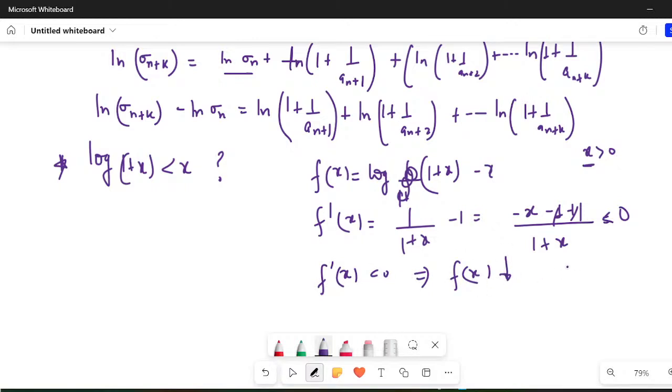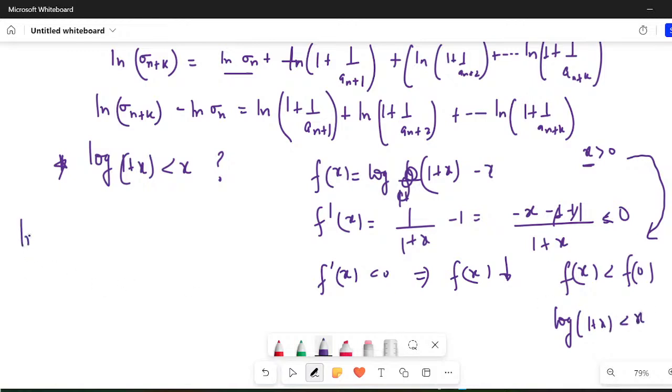And if f(x) is a decreasing function, for all x greater than 0, I can write that f(x) would be less than f(0), because f(x) is a decreasing function. And what is f(0)? log 1 is 0, and x is 0 here. So you'll get log of (1 plus x) is always less than x.